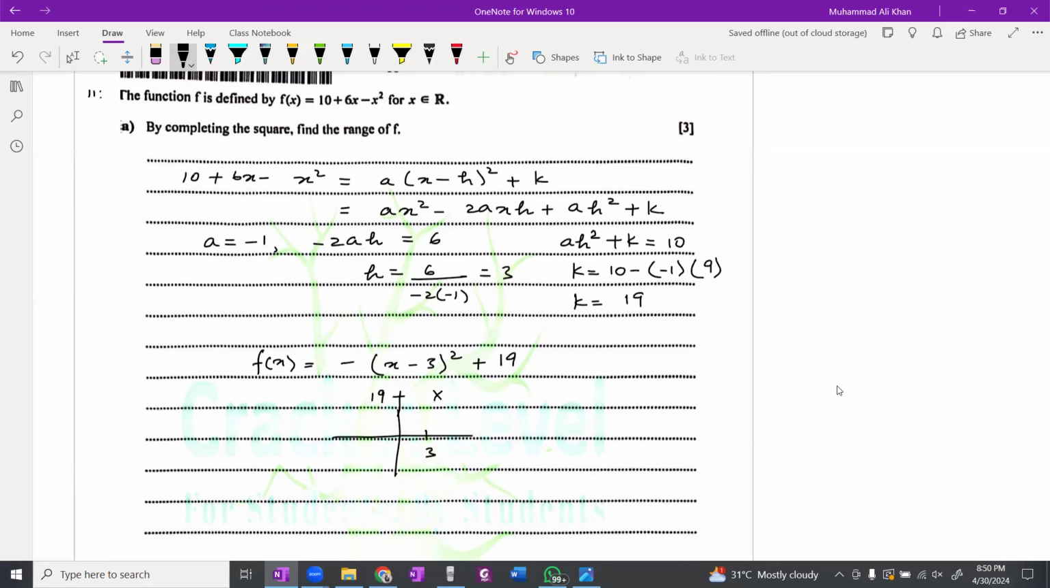The y-intercept is 10 because the constant of the general equation is the y-intercept. So the curve is like this, intersecting the y-axis at 10. Therefore, the range of the curve is f less than or equal to 19. Hopefully, this is clear, a simple question.